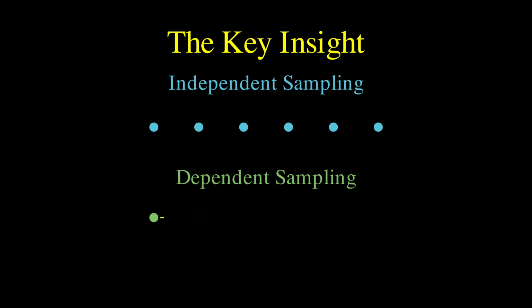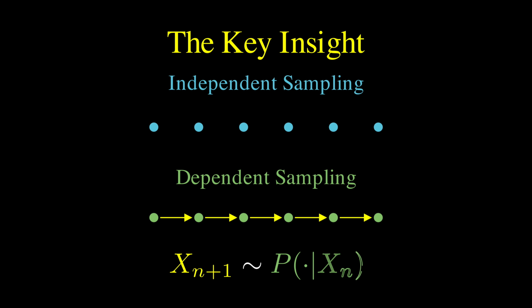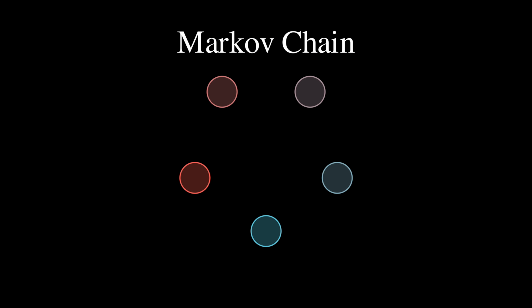These green dots connected by yellow arrows, where x_{n+1} is drawn from a probability distribution conditioned on x_n, create a chain of information that flows from sample to sample. This chain structure is precisely what we call a Markov chain, named after Andrei Markov, who studied these sequences where the future depends only on the present, not the past.